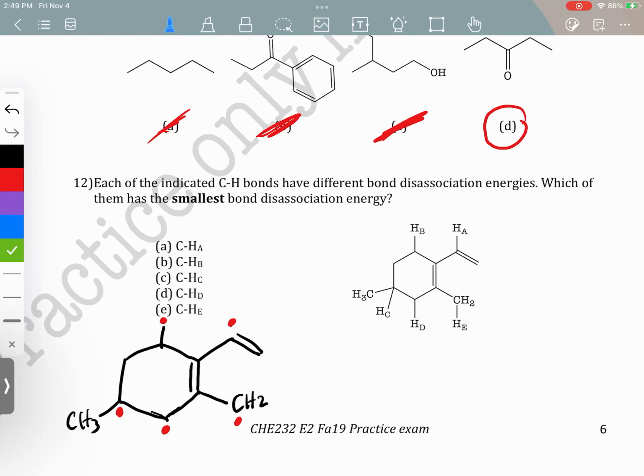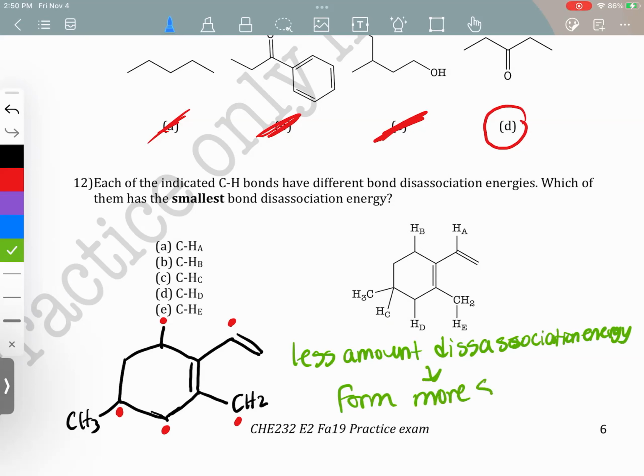No, because you're going to be stable when that bond's broken anyways. The whole point of molecules is they want to be stable the best way they can. In most cases, when you break bonds, you do form a more stable product. So the less amount of dissociation energy to break the bond will form a more stable product.